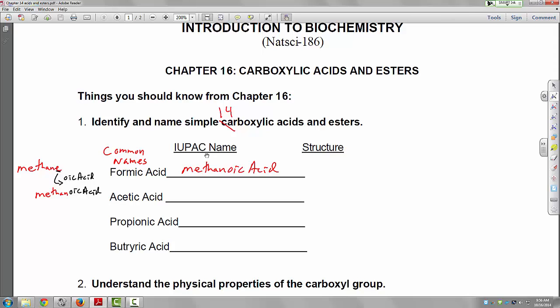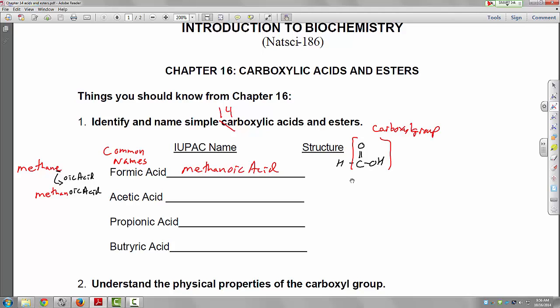Structure here, simple 1 carbon acid. The C double bond OOH, this is a carboxyl group. Okay, then on here it says understand the physical properties of the carboxyl group. All acids, by virtue of having this carboxyl group, are defined as acids. So this is known as the carboxyl group.